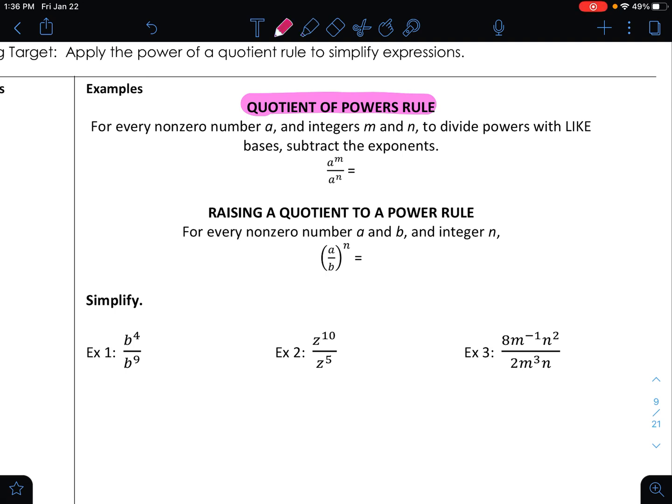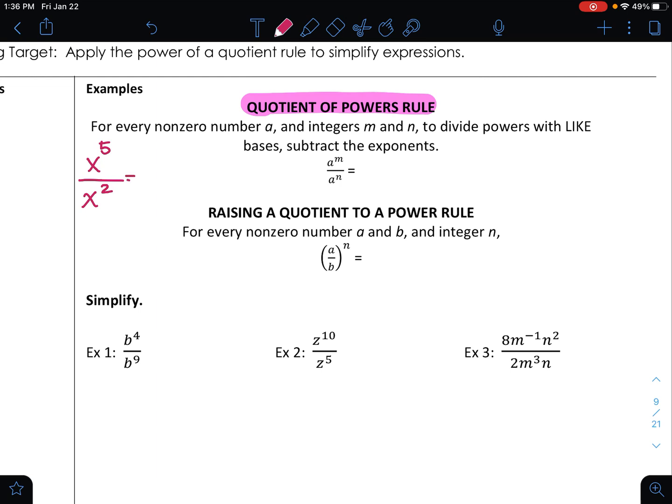So quotient is the word that describes division. This rule says for every non-zero number a, and integers m and n, to divide powers with like bases, you're going to subtract the exponents. Okay, so before I write that out, let me give you an example. So let's say we have x to the 5th divided by x to the 2nd.